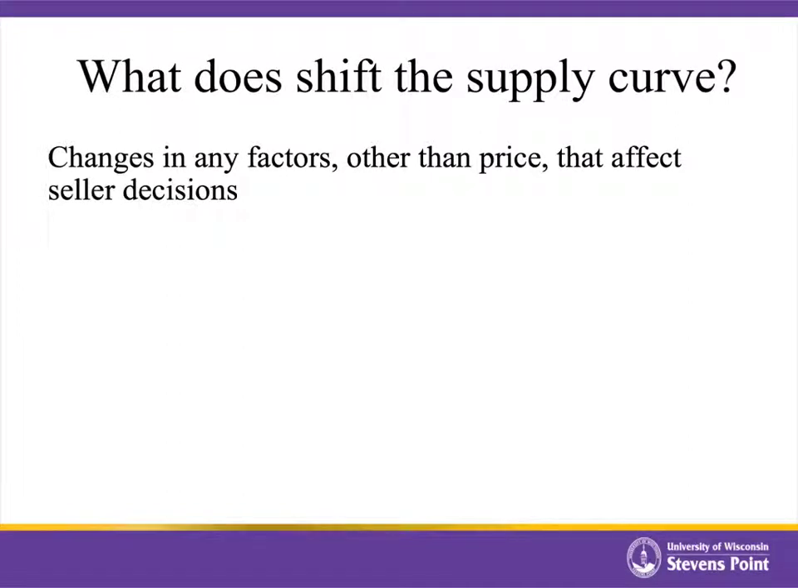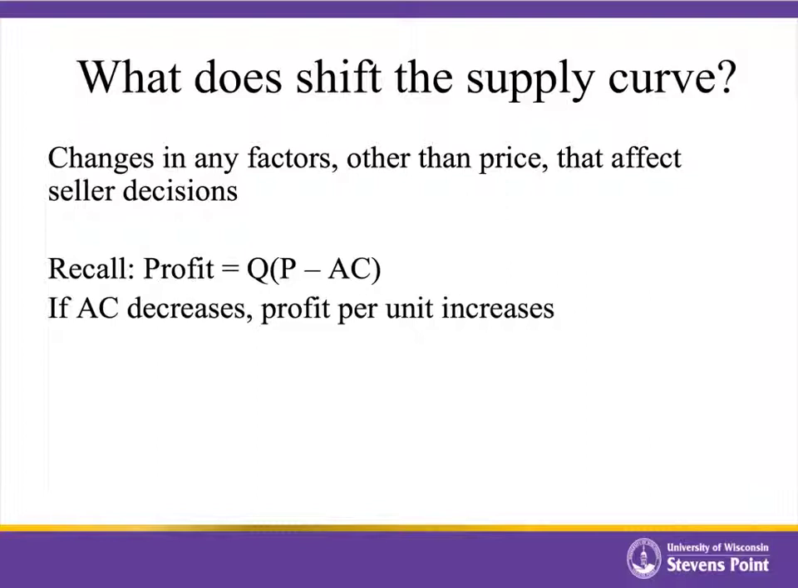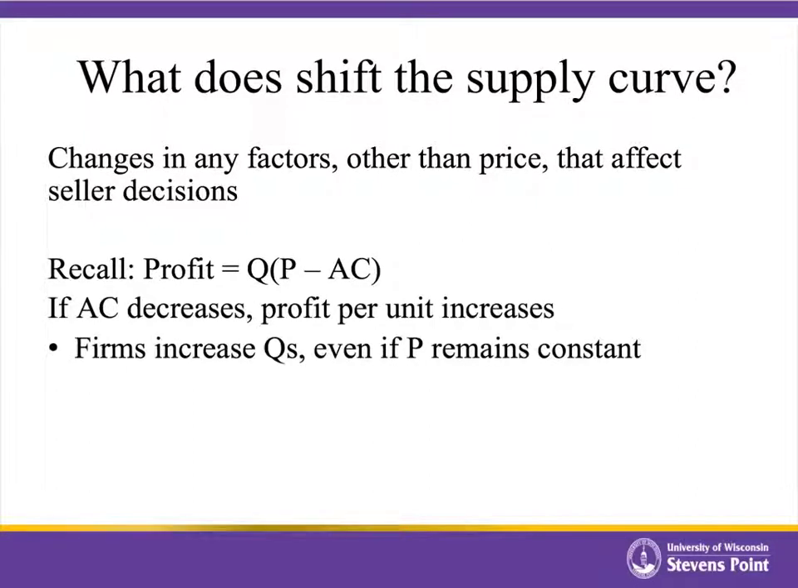So changes in any other factors that are important to sellers besides the price, those are the things that cause supply curves to shift. Recall that profit can be written as the quantity times the difference between price and average cost, or quantity times the profit per unit. Suppose that the price stays the same, but our average costs go down. Now we have bigger profits per unit even if the price hasn't changed. With higher profits per unit, we're going to see an increase in quantity supplied even if the price remains constant. So a higher quantity supplied at each price, or a supply curve that's moving to the right.